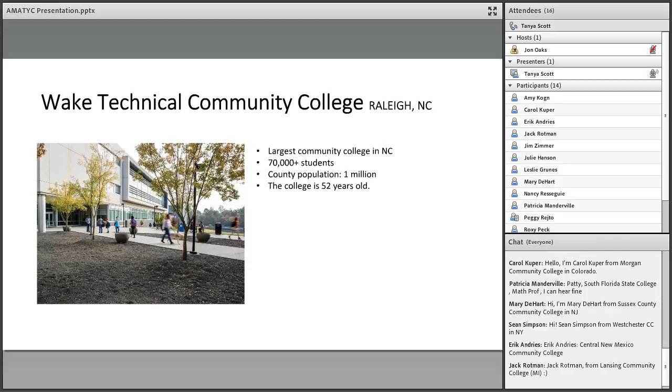And with that growth, we've seen significant growth at the college as well. So we're very proud of the fact that we are truly a community college serving our local county. Our college just celebrated its 52nd year, so we've been here for a little while, and we're proud of that fact.